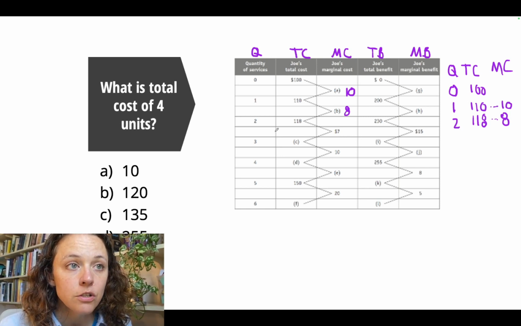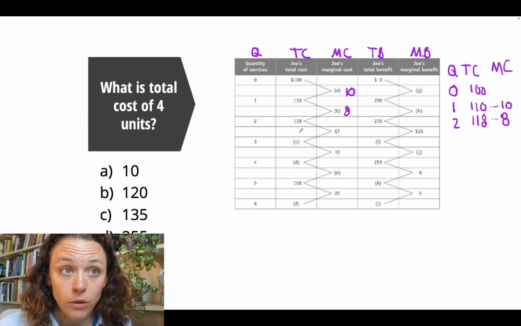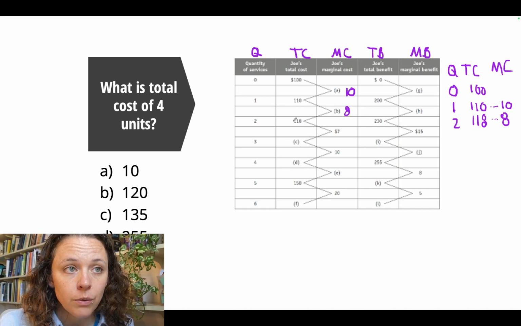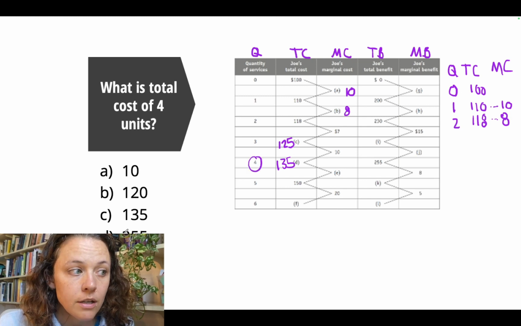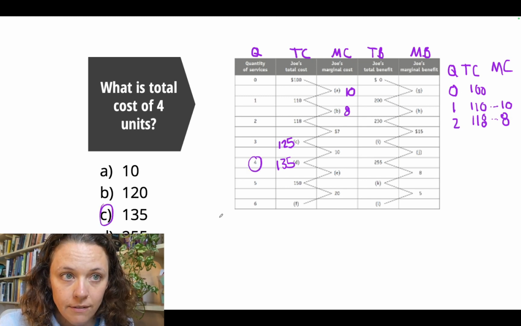All right, so let's return to figuring out what the total cost is of 4 units. As we walk through, now we have 118. The marginal cost of the third unit, going from 2 to 3, is 7. When we add those things together, we get 125. Then the marginal cost is 10, so we get 135. Now we're at the fourth unit, so the total cost is 135.